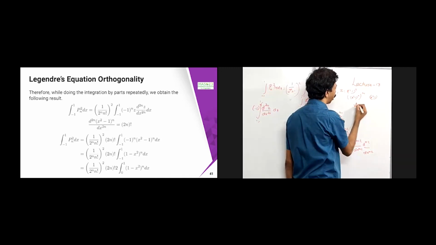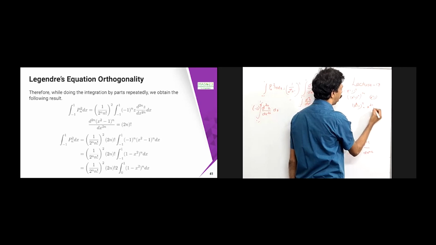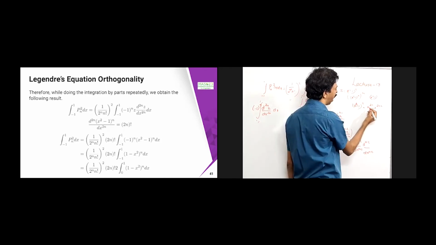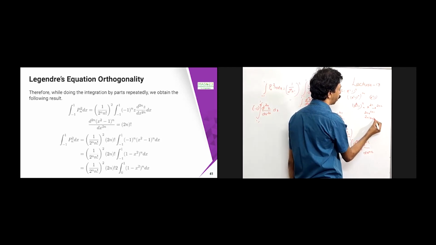So if I take this (x² − 1)ⁿ and expand it, this is going to become x^(2n), then x^(2n−2), etc. If I take n derivatives, the 2n derivative here becomes 2n·x^(2n−1). The next step becomes 2n(2n−1)·x^(2n−2). Like this, the powers keep on decreasing.